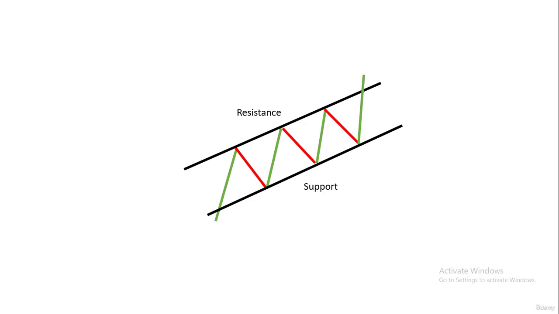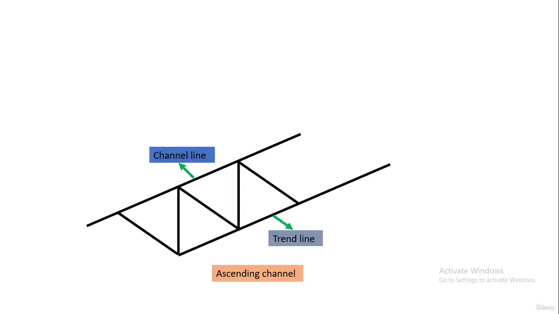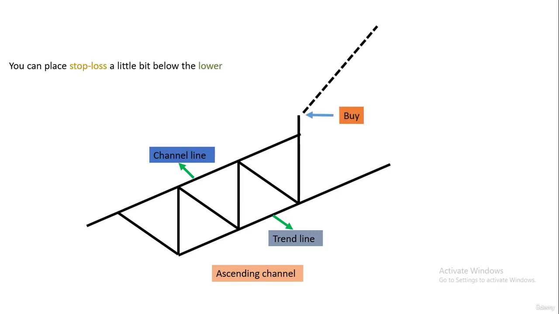In an ascending channel, you can take a short position when the price breaks below the lower channel line of an ascending channel. On the other hand, taking a long position is a viable option when the price touches the lower trend line of the rising channel. You can place a stop loss a little bit below the lower line to be on the safe side and avoid losses. The chance is high that price reverses in its direction.